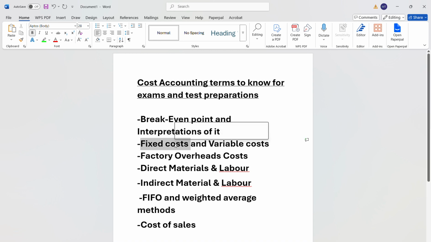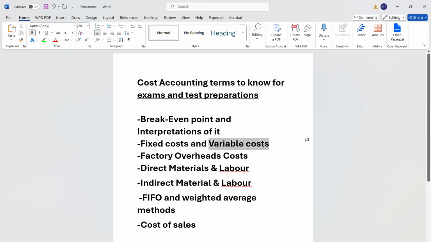We also have the fixed costs. Fixed costs are costs that do not change because of the level of output. They will always remain the same even if you produce nothing. For example, rent expense. Let's say you have rented a building but you don't produce. Obviously the owner will still demand their money, so they don't change irrespective of whether you produced or not.